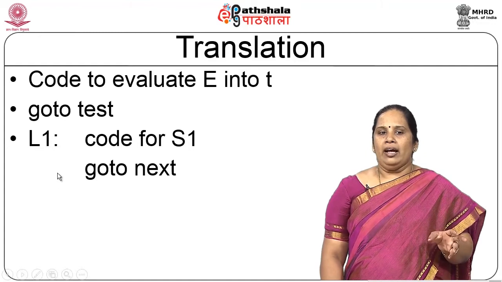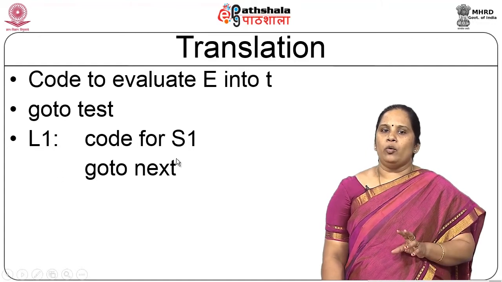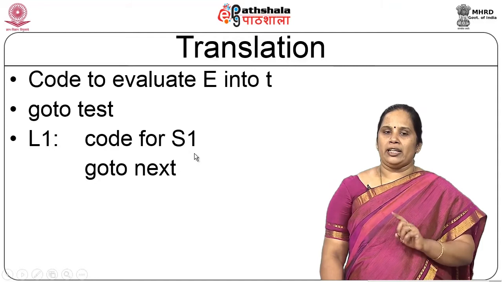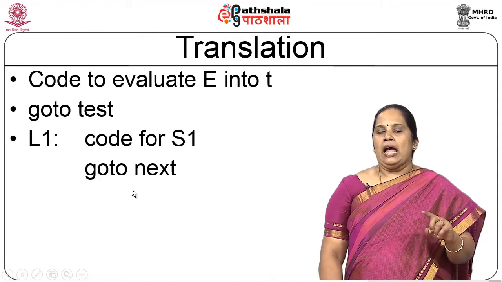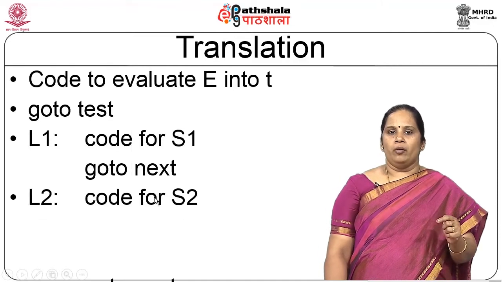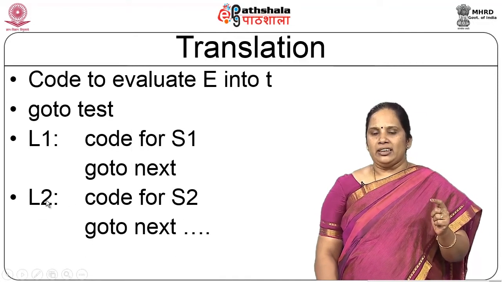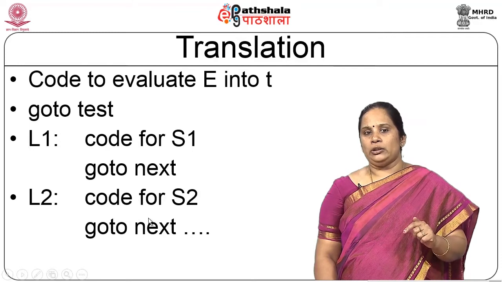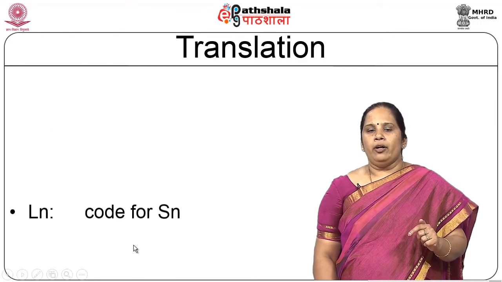Then I will have label L1 corresponds to code for S1, that is the first statement corresponding to S. This is the first case, and then I have to skip all the statements. So I will say here go to next. Similarly, if it is matching with L2, I will have code for S2 and I will say go to next. So I will keep on going.